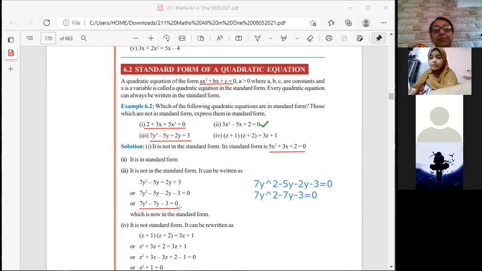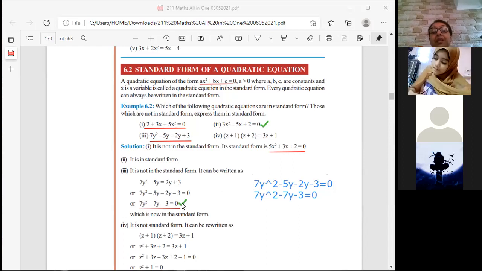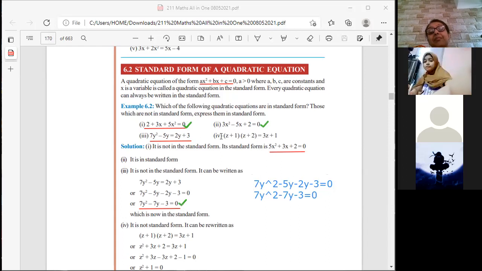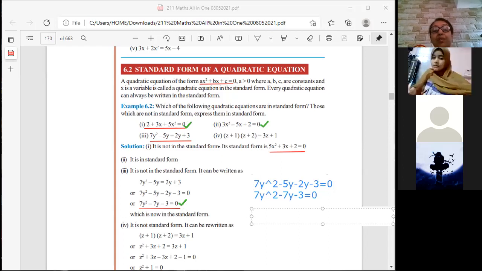Yes or no? Yes. So now I can call it to be in the standard form. Now look at the fourth question. Is it solved for us or we will have to solve it? We have to solve it. Now to solve, what do we do?